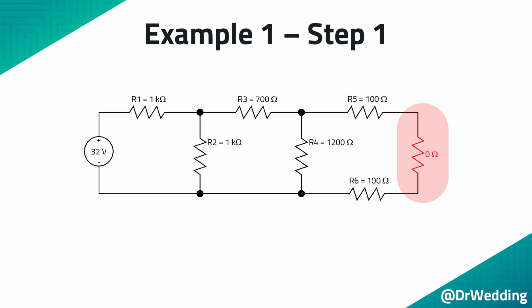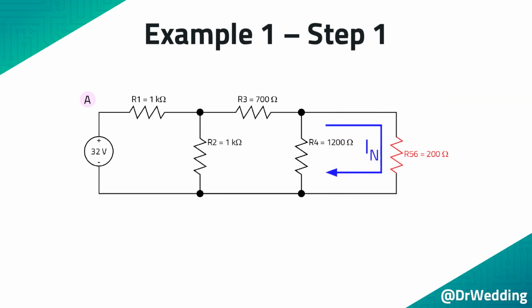Replace the load with a 0-ohm resistor. The Norton current is equal to the current through the resistors in series with the load. To find this current, you will need to zip and unzip the circuit. First, combine R5 and R6 and redraw the circuit. Next, combine the parallel resistors R4 and R5/6 and redraw the circuit.